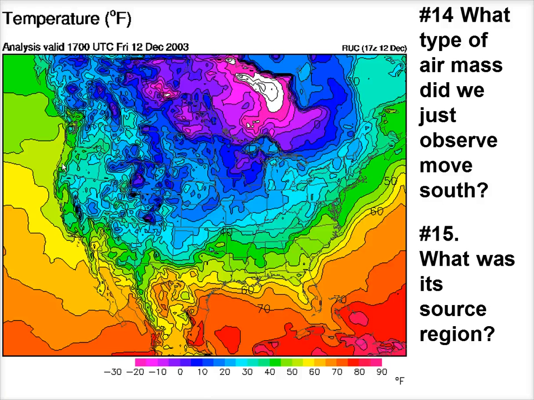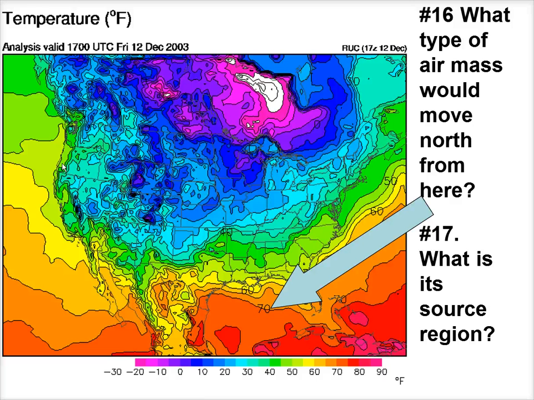So we're going to be answering what type of air mass we would have just seen move south. What two-letter code is it? And what is its source region, meaning what geographic location did it come from? The other thing is what type of air mass is down here in our warm air. What two-letter code would that be, and what geographic region is it from?